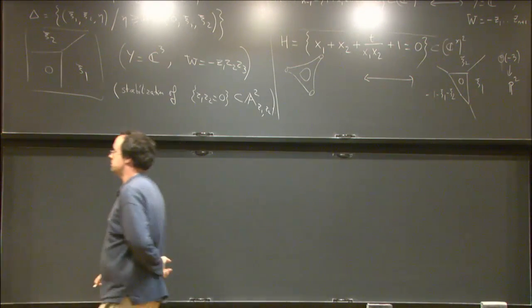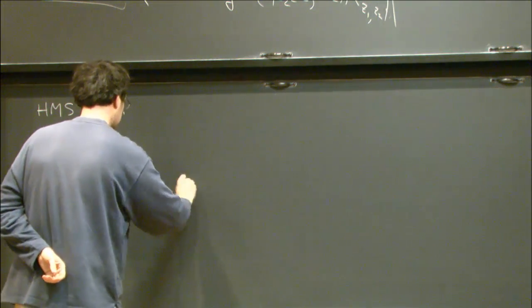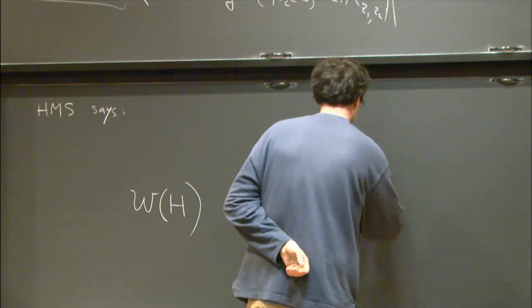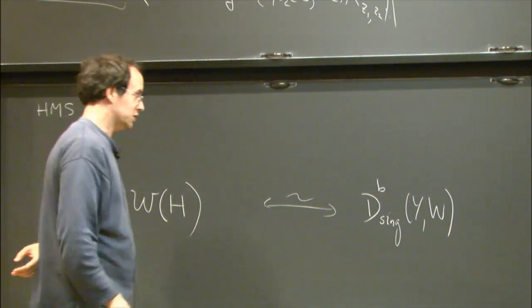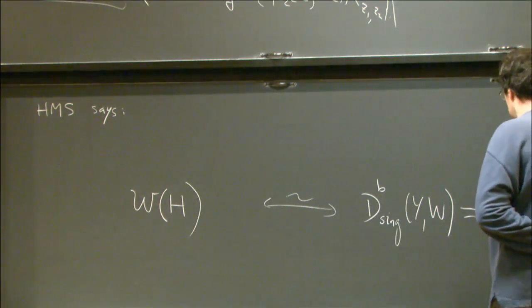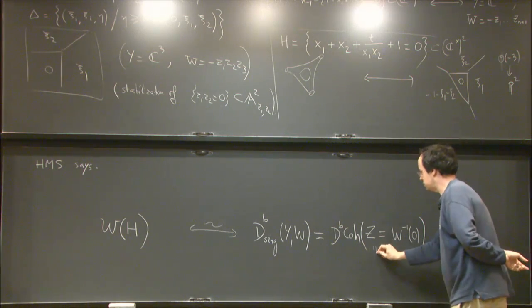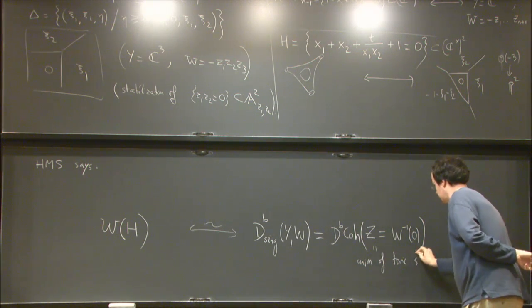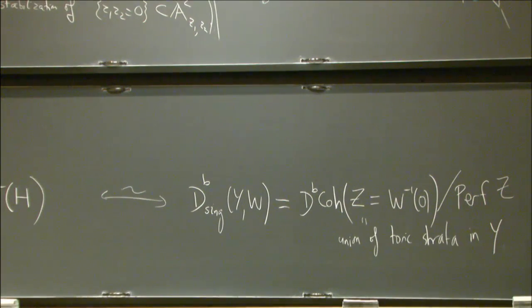So the statement of homological mirror symmetry in this case is that the wrapped Fukaya category of H should be equivalent to D^b sing of (Y, W), the triangulated category of singularities, which you can think of in terms of matrix factorizations, if you prefer. But the definition that I want to focus on for right now says you look at the derived category of coherent sheaves on the singular fiber of this superpotential, which is just, let's call Z, W inverse of 0. And because of what our potential is, this is the union of the toric strata in Y. And then you quotient by the subcategory of perfect complexes.